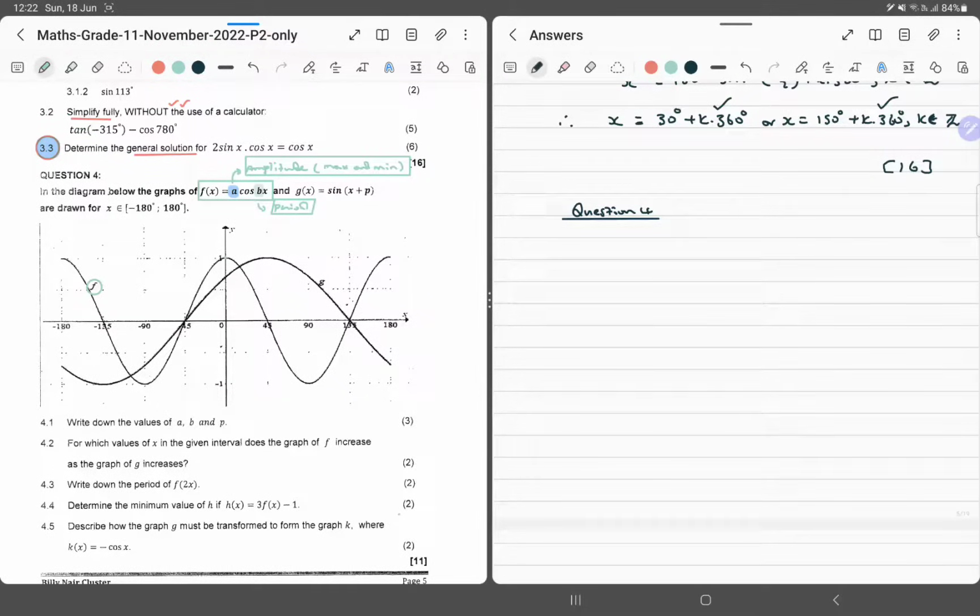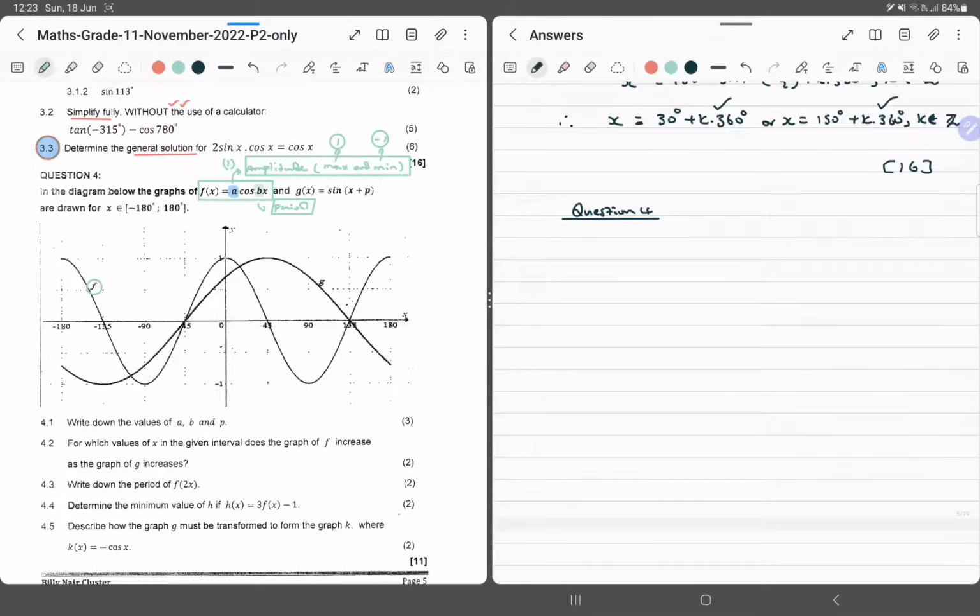So cos of 0 is 1, so that's fine. If it goes to a maximum of 1, it means our amplitude is 1. So that means our maximum is going to be 1 and our minimum is going to be minus 1. So remember these things, guys. They are very important. And as you can see, that cosine graph goes to a minimum of minus 1. Okay, great.